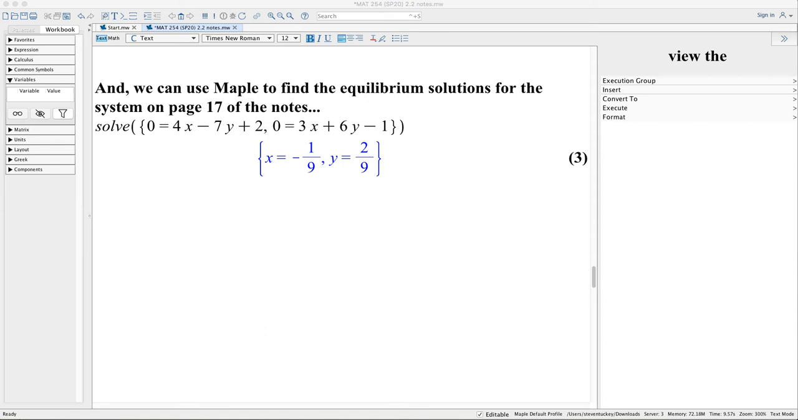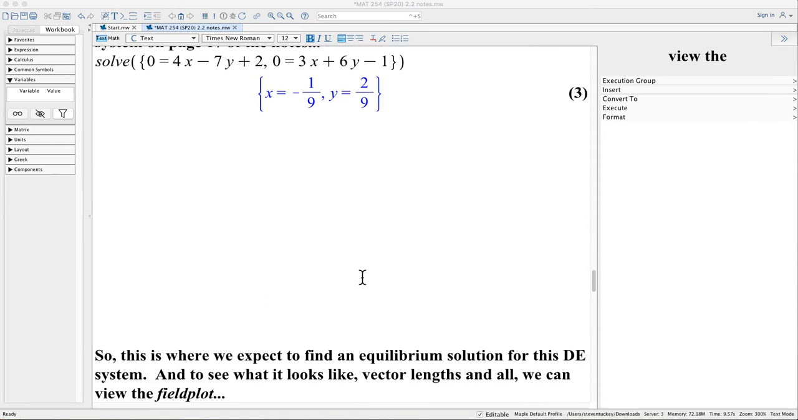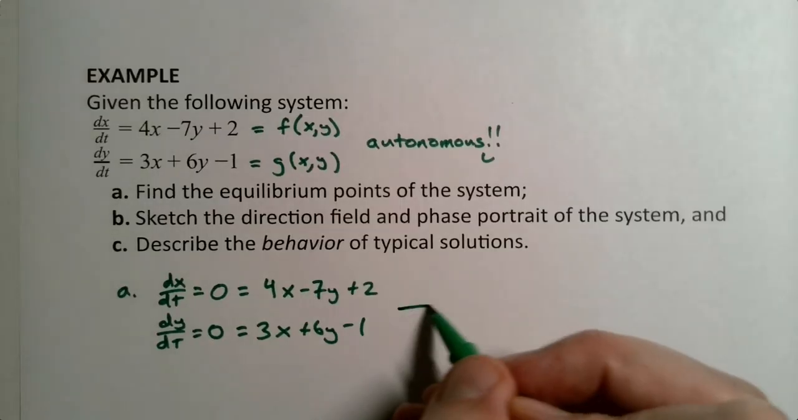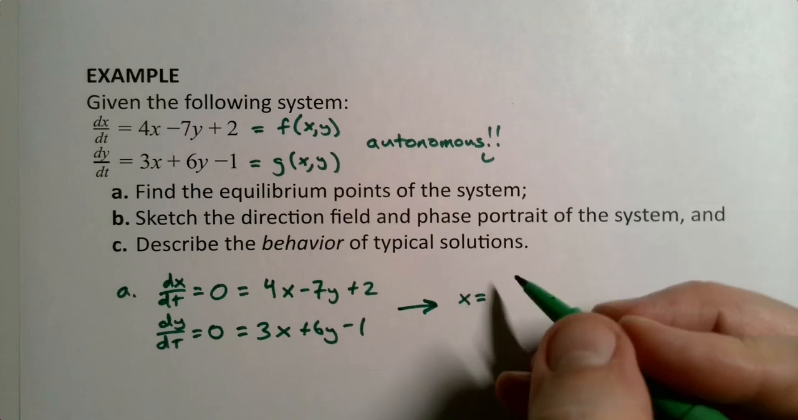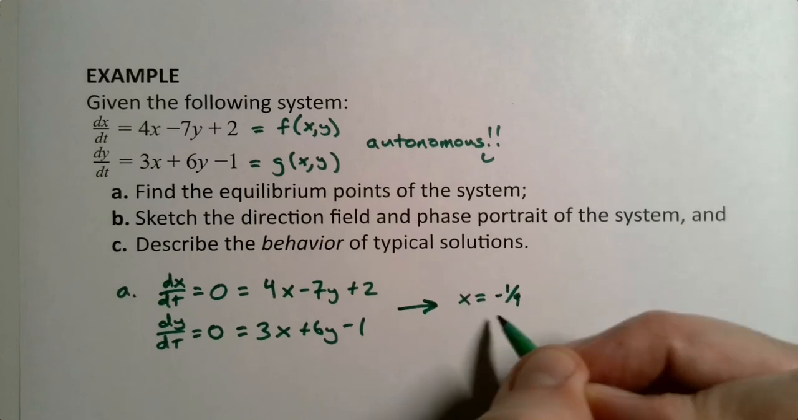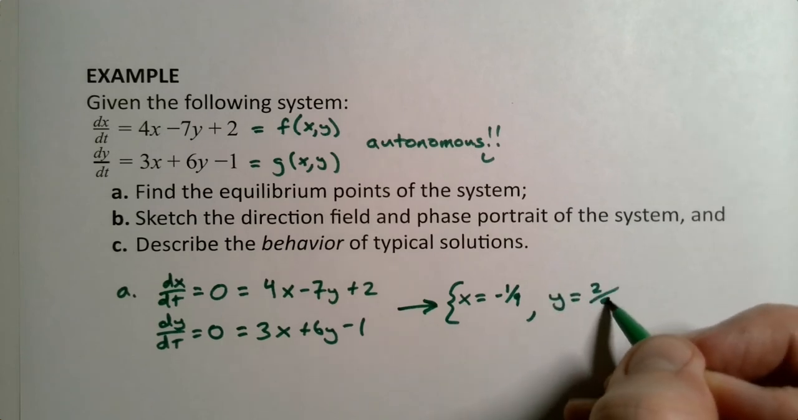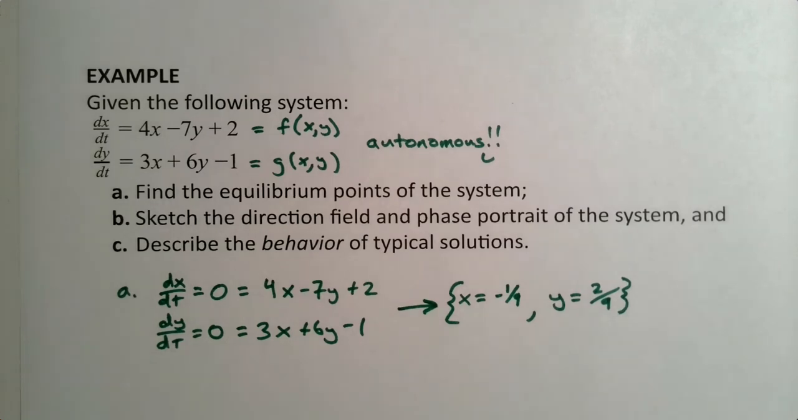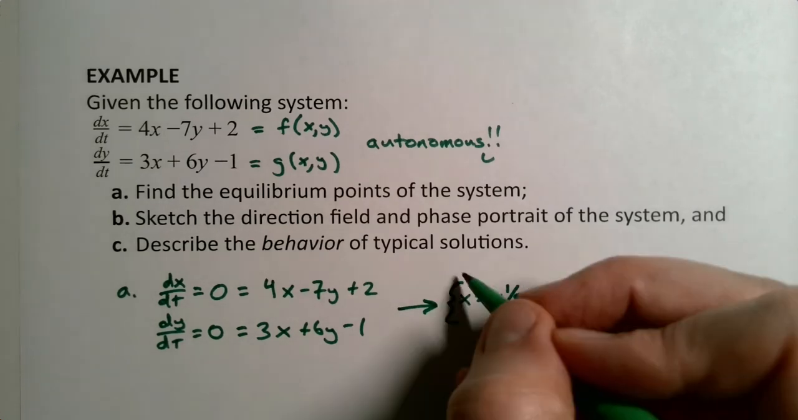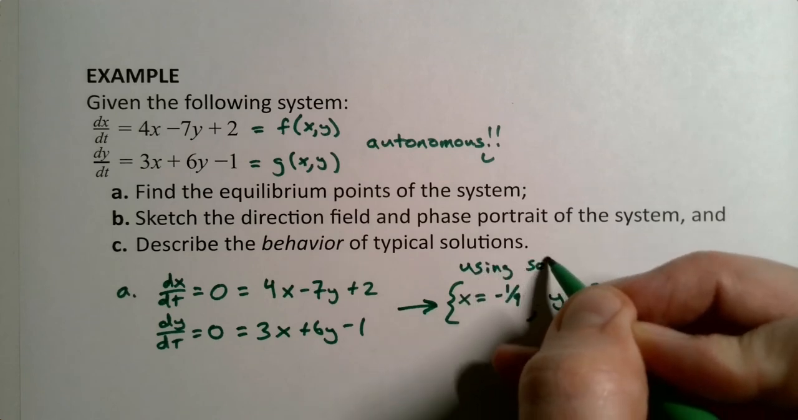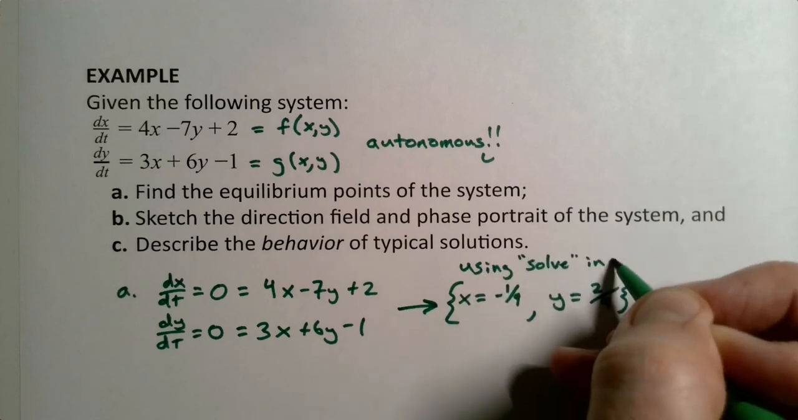It gives us an x-coordinate and a y-coordinate, and so I'm going to scroll down here. That's exactly where we would expect to find an equilibrium solution for this system. If we want to see what it looks like, we can produce a field plot. Before I do that, let me hop back into the notes and say this has a solution at x equals -1/9 and y equals, the other one was 2/9, I think. I hope so. And that is the equilibrium solution, which I found by using solve in Maple.